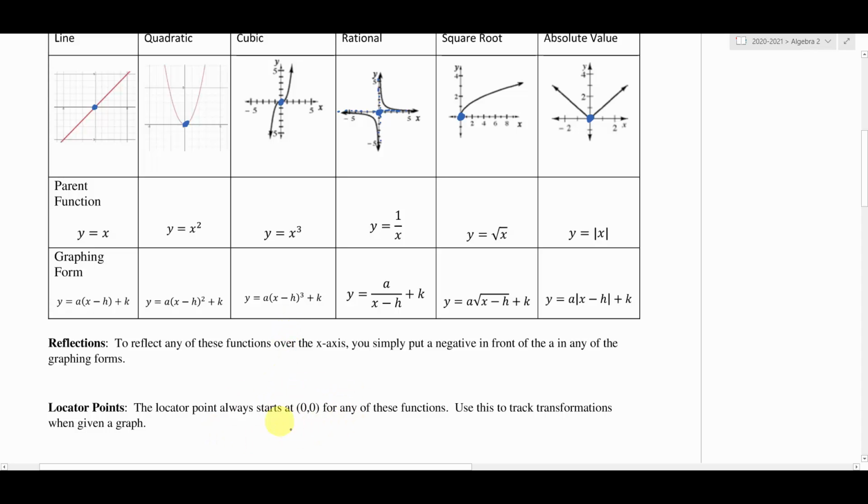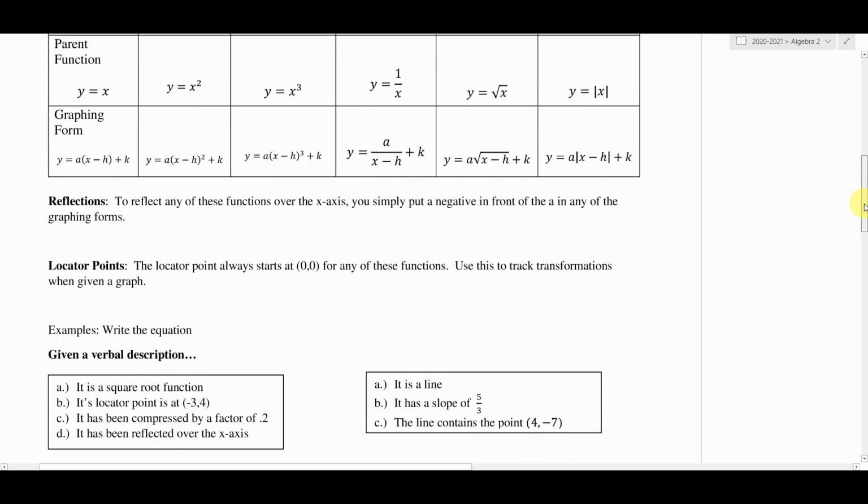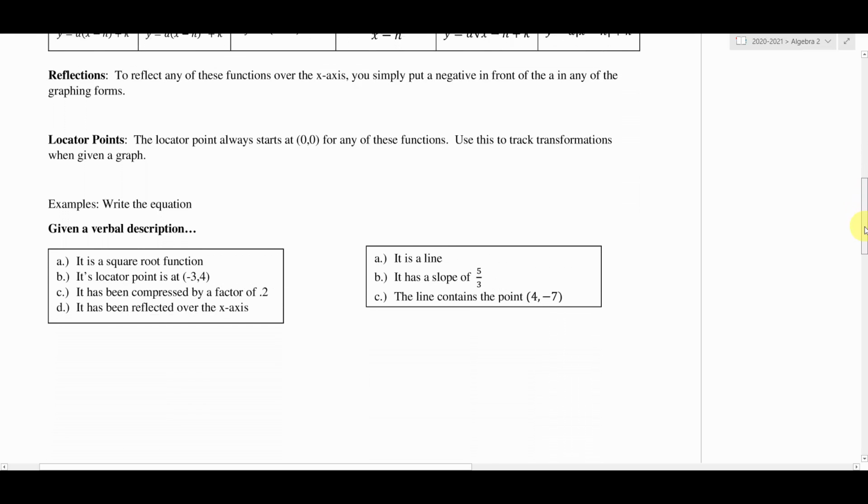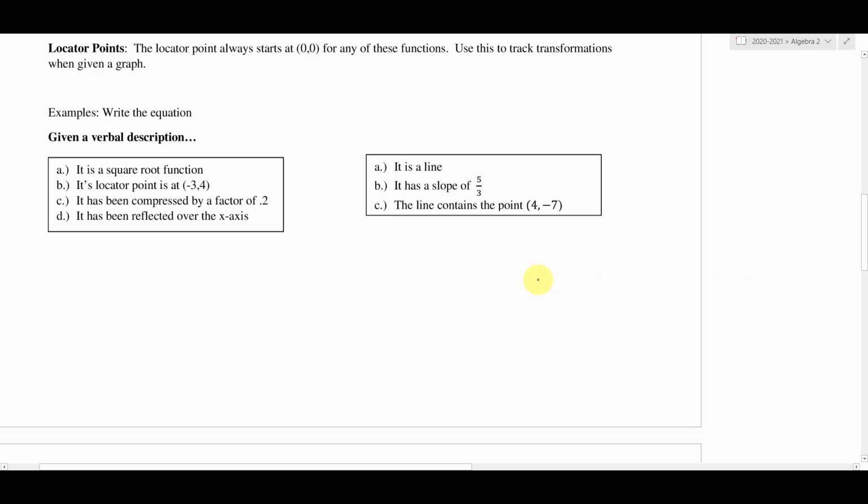Okay, and this is just my quick little thing about locator points. They always start at 0, 0. Use those for your graphing problems. Okay, so let's do a couple of examples here. Right, so we've seen these problems before. I'm going to give you a verbal description. Your job is to write the equation. So you've got to make sure you know what kind of function you're dealing with.